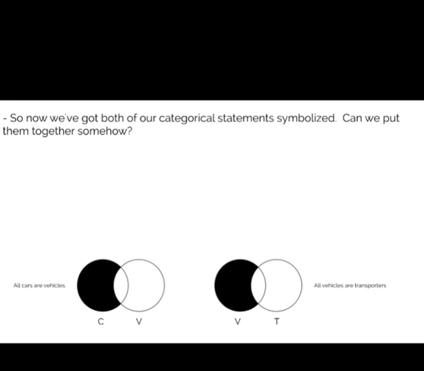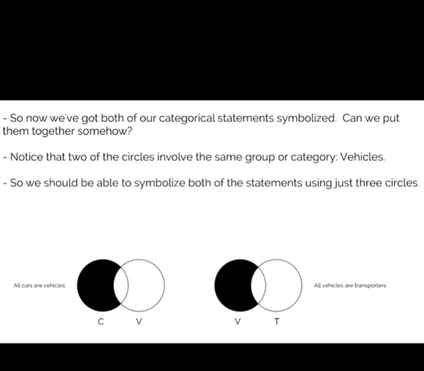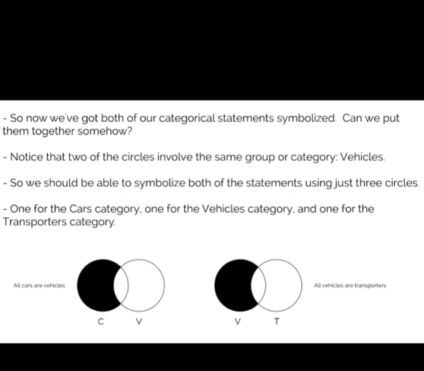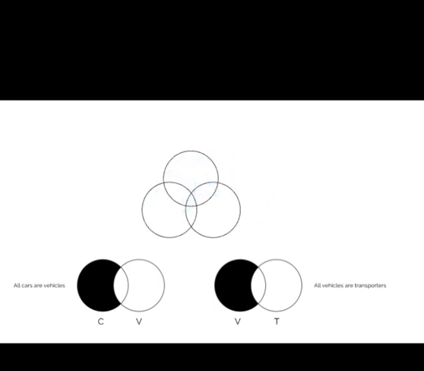But now notice that we have a V in both of them, right? We have vehicles represented in both of the circles. So why don't we just combine the two circles, or the two statements, into one statement that involves cars, vehicles, and transporters? Right? Again, there are just three categories here, so why don't we just use three circles, right? We can easily do that, right? You just use three circles like this.